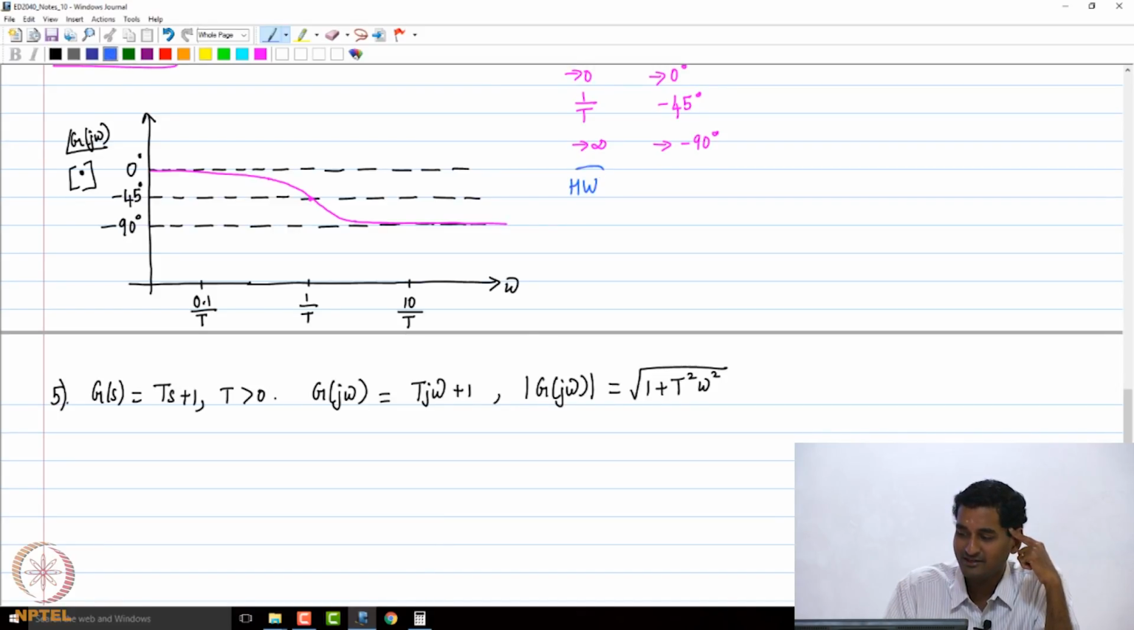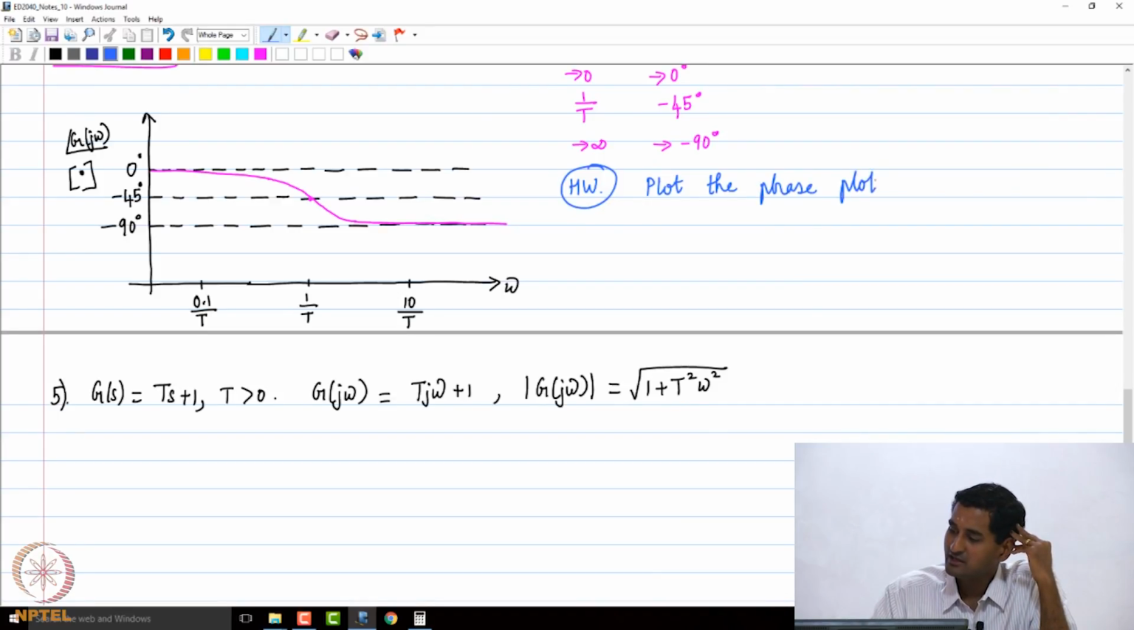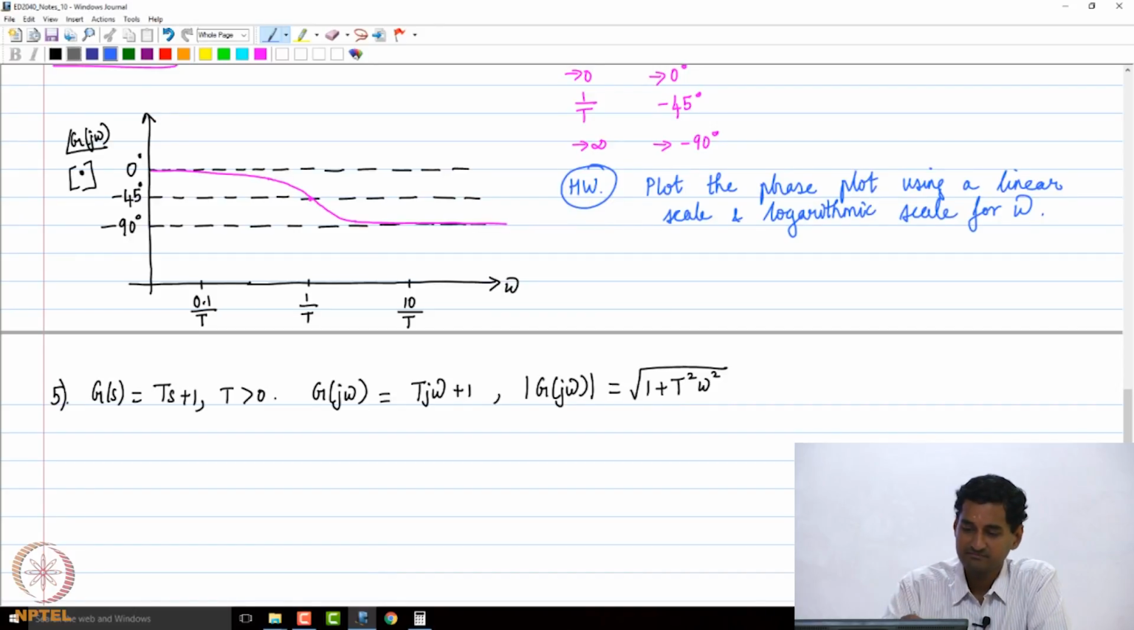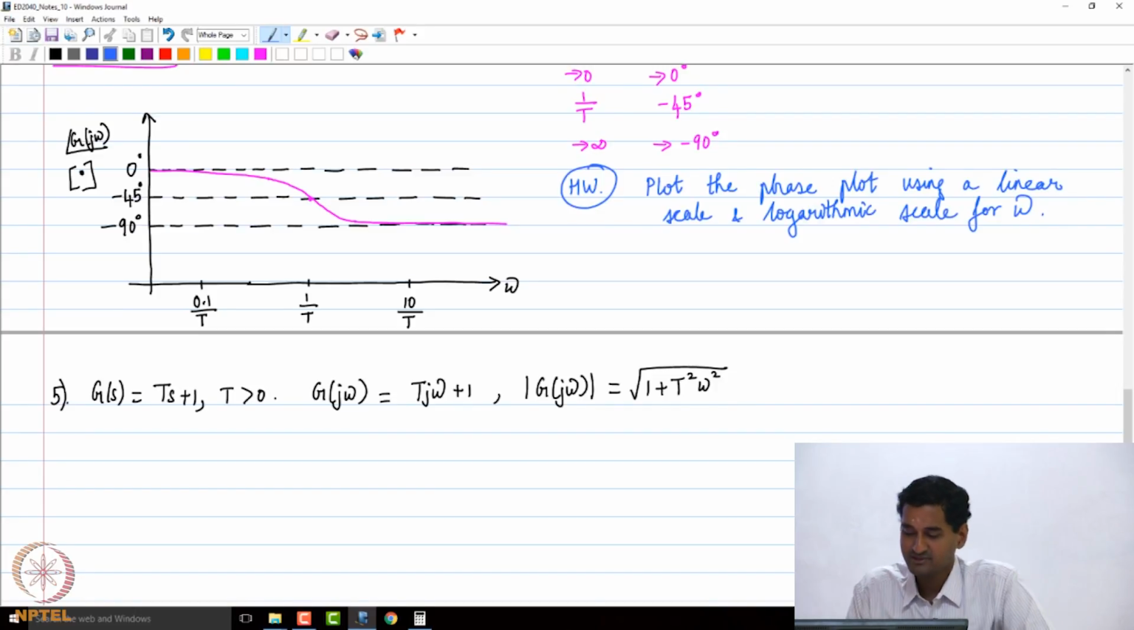I will just write homework here, just to make sure that all of us remember. I will also do that. Plot the phase plot using a linear scale and a logarithmic scale for omega. Okay, great, please do. You assume some values for capital T.